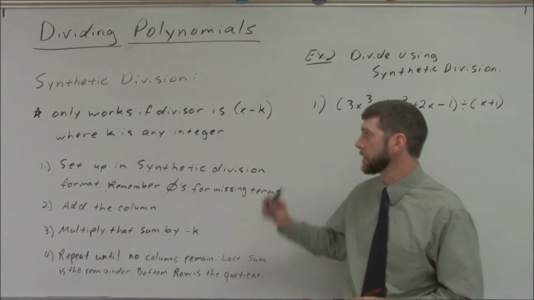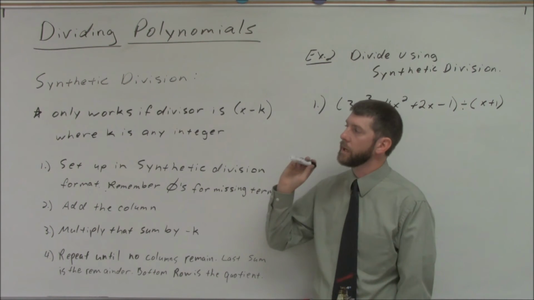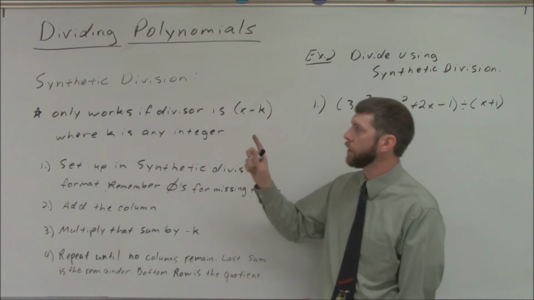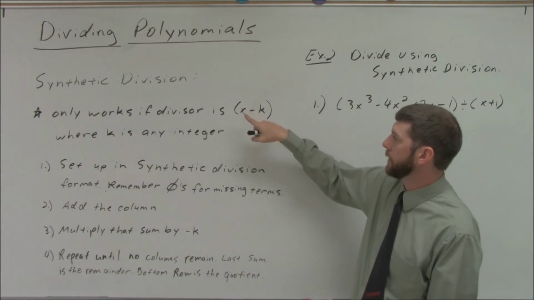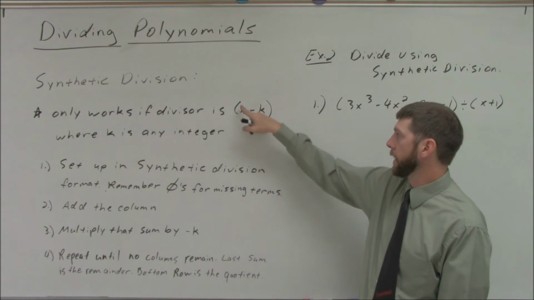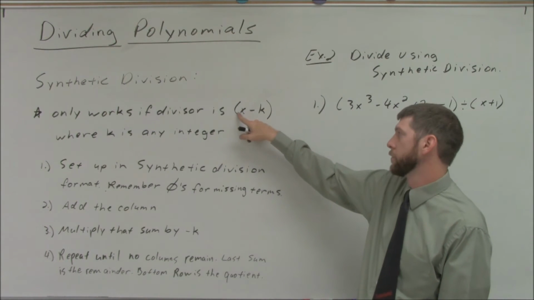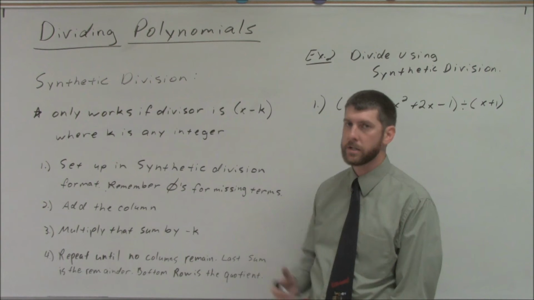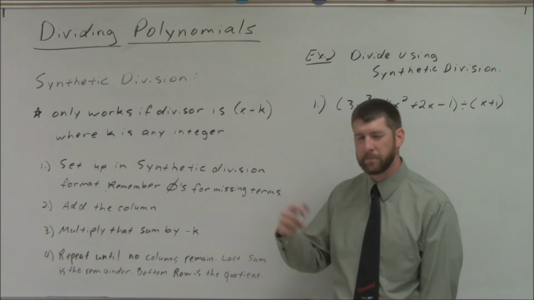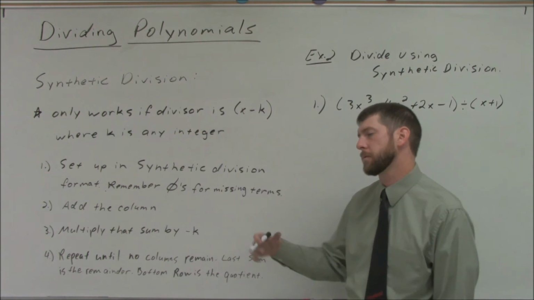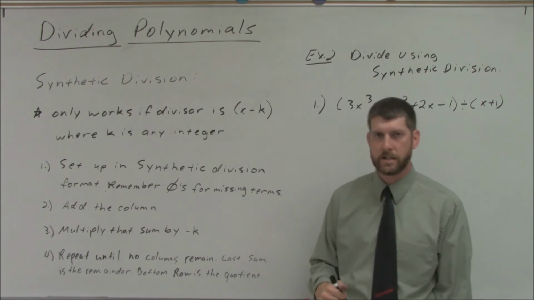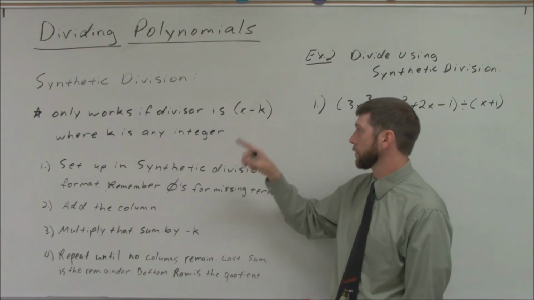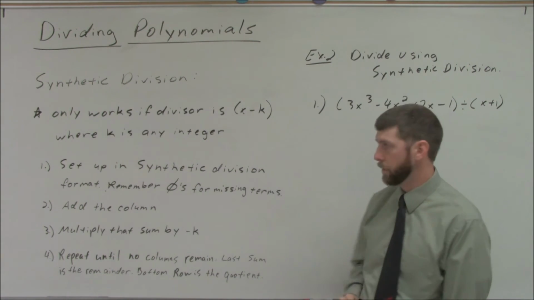So let's talk about synthetic division. As I said before, long division works no matter what you're dividing by. Synthetic division will only work if you're dividing by a linear binomial that has a lead coefficient of 1 and k is an integer, or your constant is an integer. So x plus 3, x minus 5, x plus 100, x minus 67. It's got to be 1x to the first degree plus or minus some whole number.